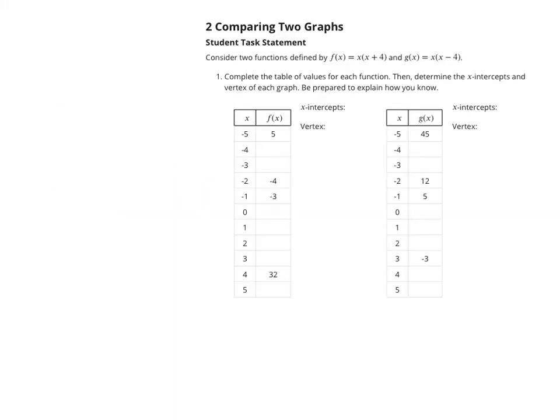All right, comparing two graphs. Consider two functions defined by f of x equals x times x plus 4 and g of x equals x times x minus 4. Rewind. I should really say x times the quantity x plus 4 and x times the quantity x minus 4. So complete the table of values for each function. Then determine the x-intercepts and vertex of each graph.